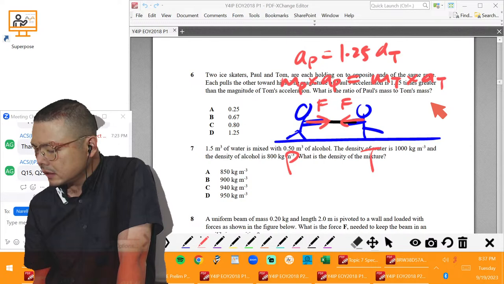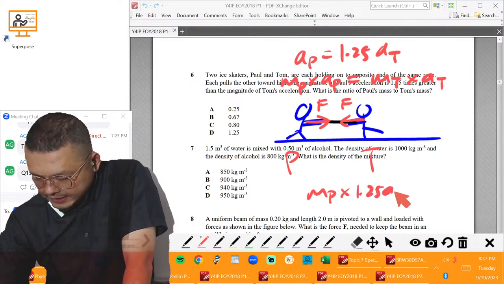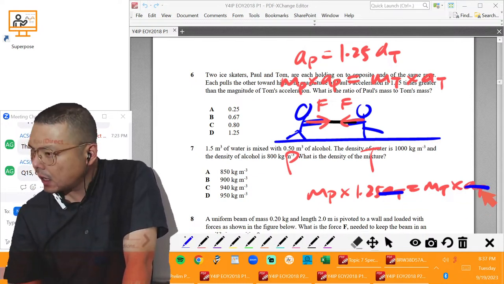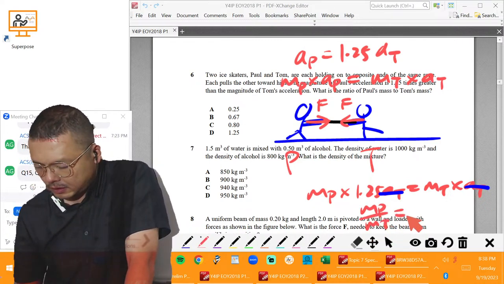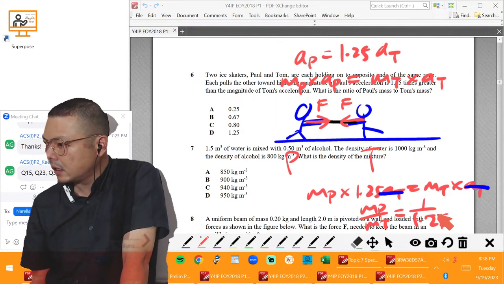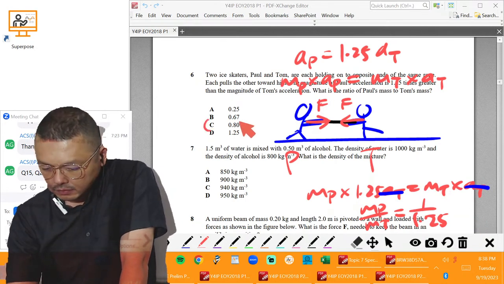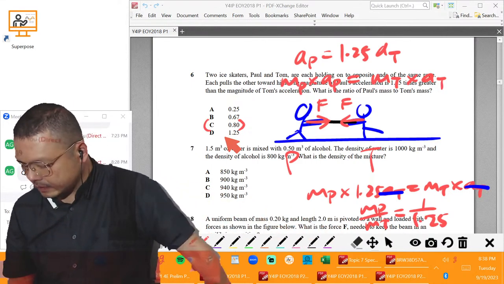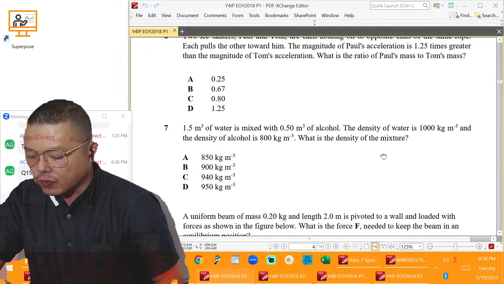Correct? Okay. So mass of Paul times 1.25 acceleration of Tom is equal to mass of Tom times acceleration of Tom. Acceleration of Tom cancels off. And what do they want? They want the ratio of Paul's mass, MP over MT. And this will be equal to 1 over 1.25. Yeah, that's the answer. 1 divided by 1.25, what do you get? 0.8. Okay, it's a ratio question, don't interpret it wrongly. Write it out, I want to see the working. They're on ice, so there's no friction.